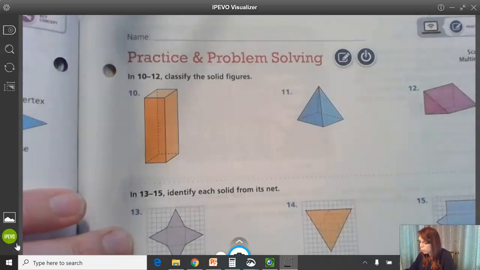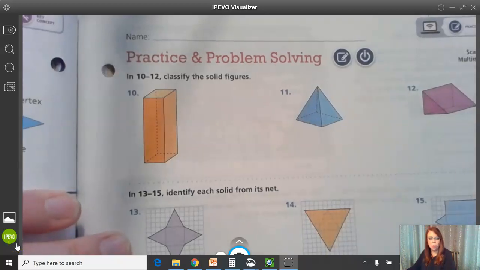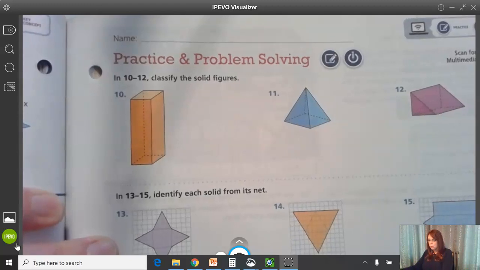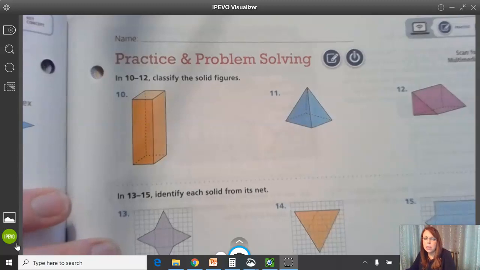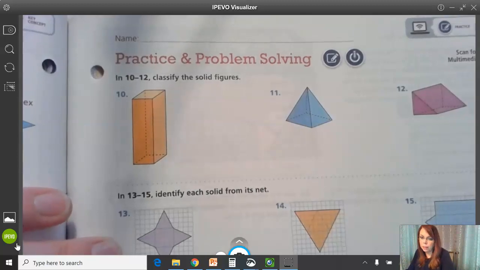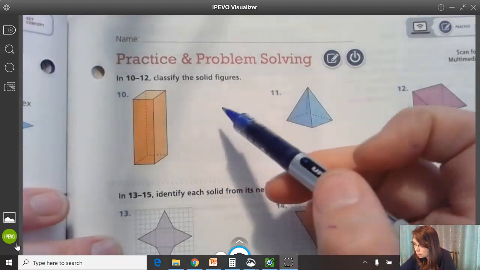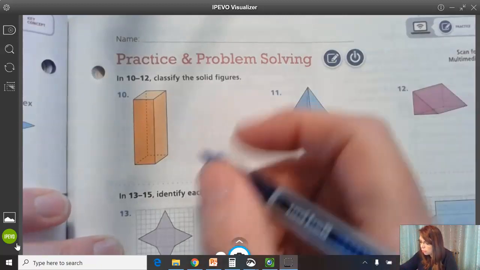Hi guys, let's work through yesterday's homework assignment, page 417. I assigned to you problems 10 through 14 in the workbook to start practicing these three-dimensional polyhedrons. So number 10, it says identify or classify the solid figure.